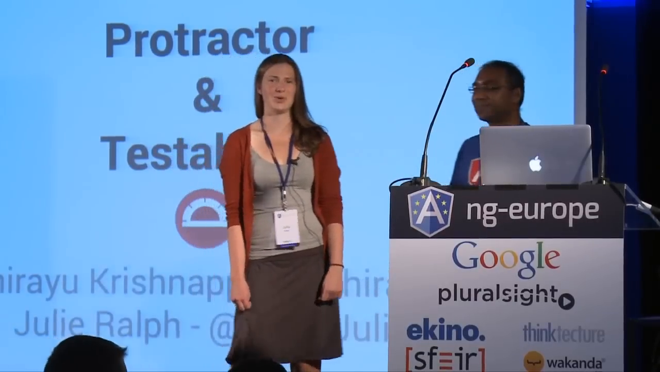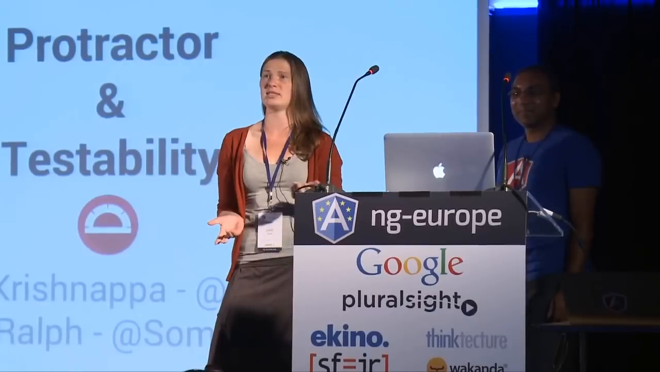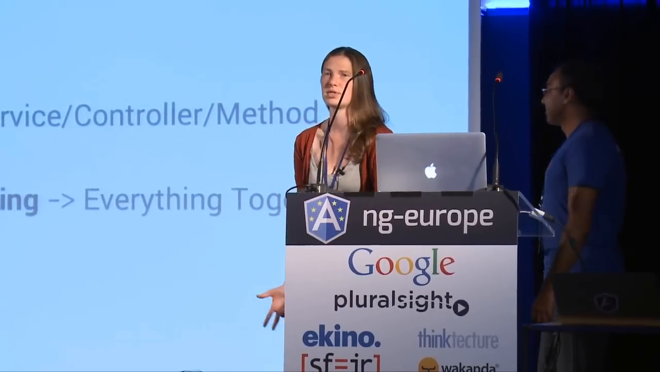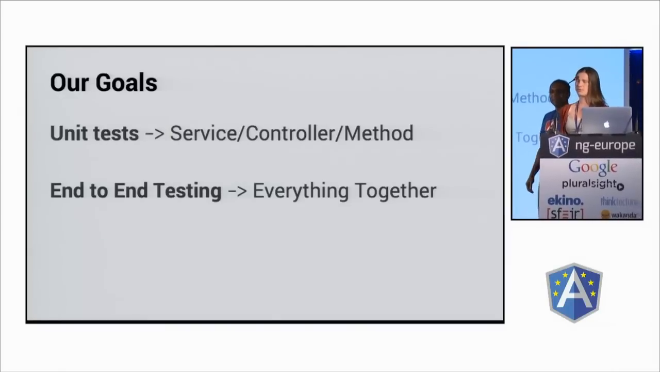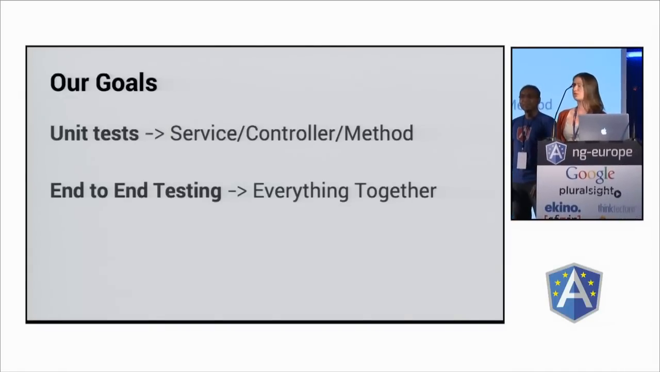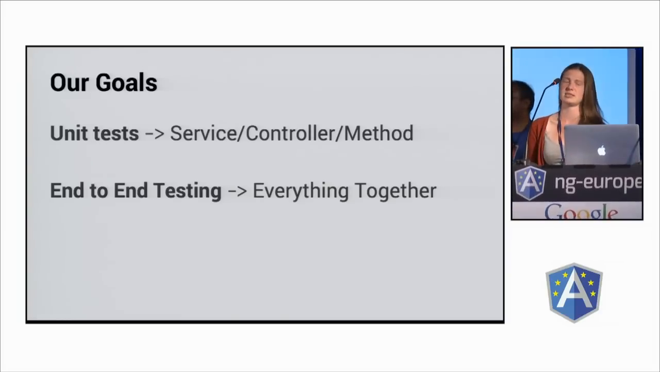Cool. So we're going to be talking about testing, specifically end-to-end testing, and what Protractor is doing and what the Testability API in Angular is. So first of all, let's give a quick overview of what our goals are and what we're doing with end-to-end testing. So from my perspective, the goal of testing in general is to increase your confidence in your code so that you can release it or push it to the next step.